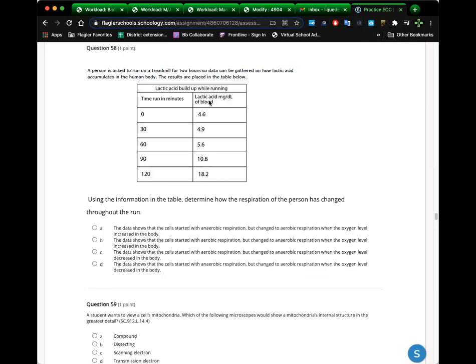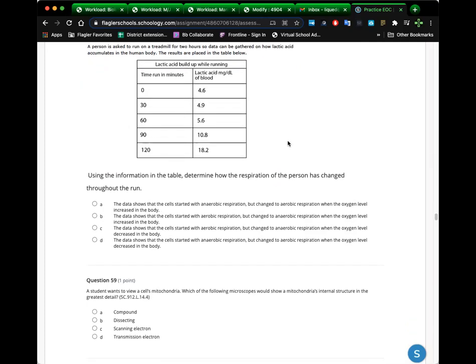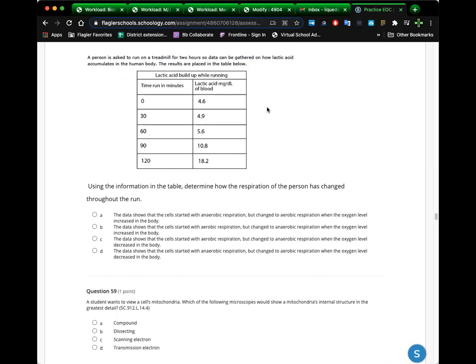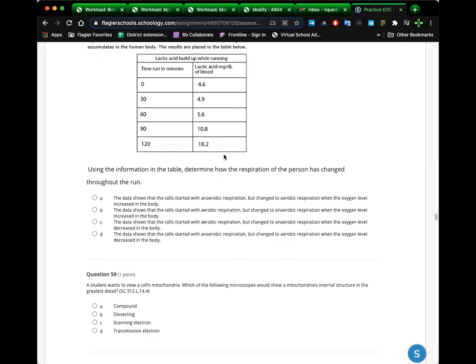All right, lactic acid. As soon as you see lactic acid, you should think anaerobic respiration. Basically your body normally does aerobic respiration to make energy from glucose. But when your oxygen runs out in your muscles, it has to switch to anaerobic and ends up making lactic acid as a byproduct instead of water. So the more you're running, the more likely anaerobic respiration is going to occur, the more lactic acid. So there are higher amounts of lactic acid without oxygen.